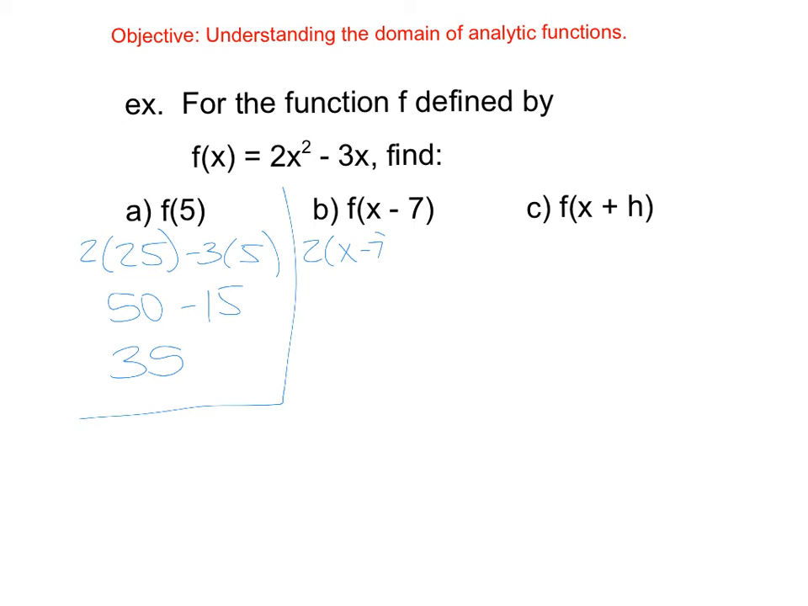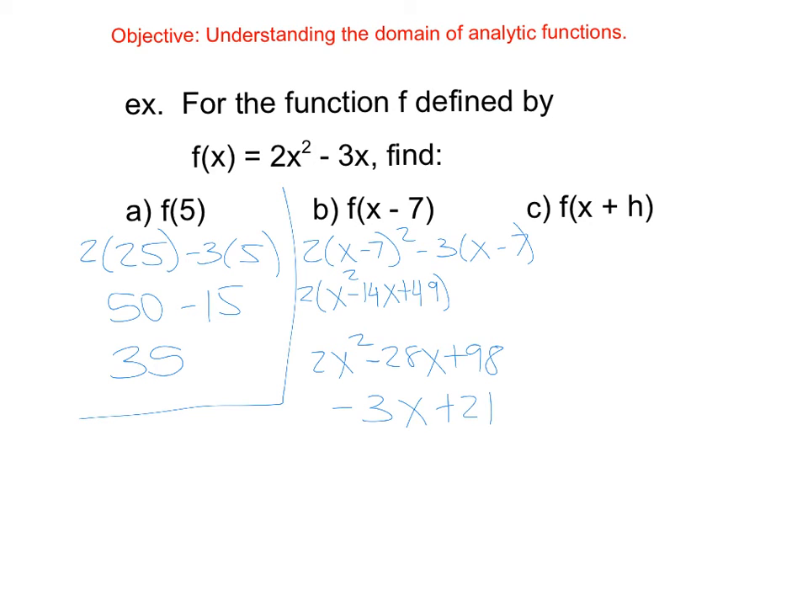All right, so this one, be careful here. This is a really important topic. We do a lot of this, so knowing how to do this and doing it quickly is important. X minus 7 squared is x squared minus 14x plus 49. So that's 2x squared minus 28x plus 98. And then we have the minus 3x plus 21. Gives me 2x squared minus 31x plus 119.